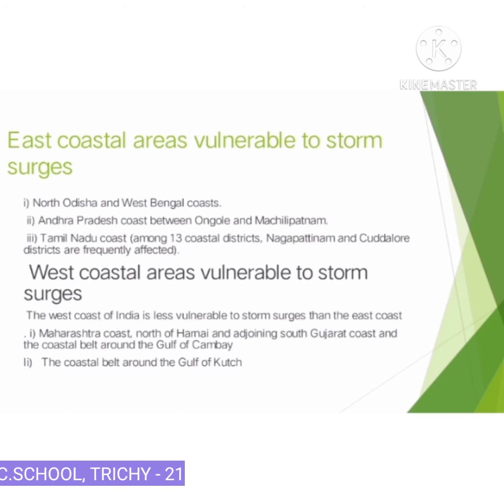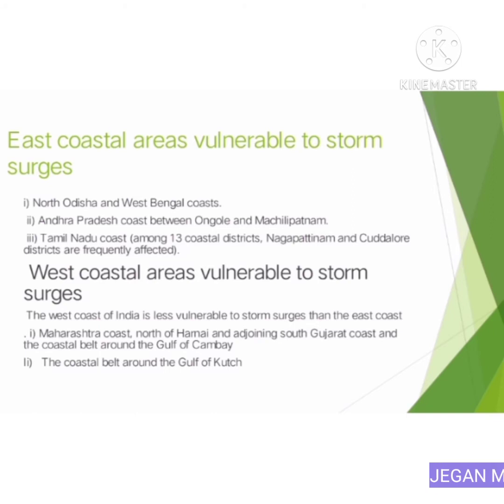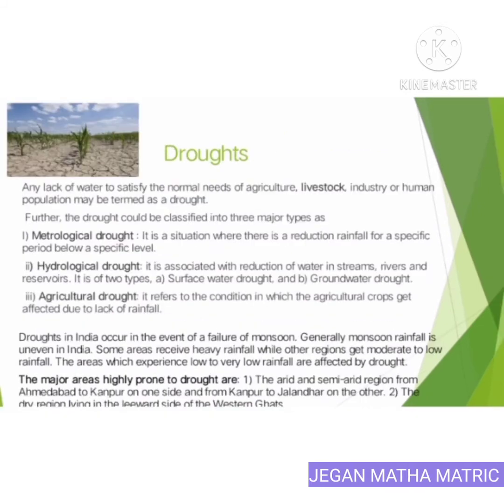East coastal areas vulnerable to storm surges: North Odisha and West Bengal coast, Andhra Pradesh coast between Ongole and Machilipatnam, Tamil Nadu coast among 13 coastal districts. Nagapattinam and Cuddalore districts are frequently affected. West coastal areas vulnerable to storm surges: the west coast of India is less vulnerable to storm surges than the east coast. Maharashtra coast, north Konkan and adjoining south Gujarat coast, and the coast belt around the Gulf of Cambay.